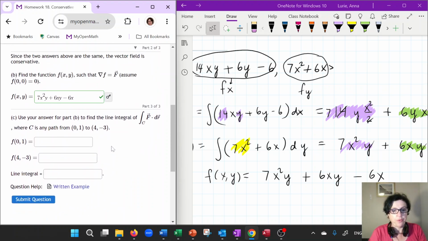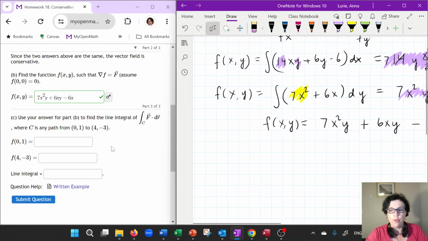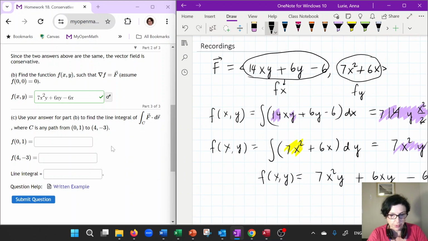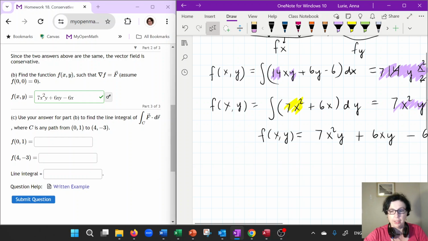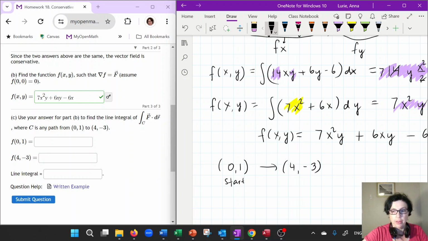Okay, so now that we found the potential, how are we going to find the work of a force, this is the force field, to move a particle from a point with coordinates 0, 1 to a point with coordinates 4, negative 3? How are we going to do that? Well, the first thing we're going to do is substitute the start of the path. So this is the start of the path, and then this is the end of the path. We're going to substitute that into the potential.